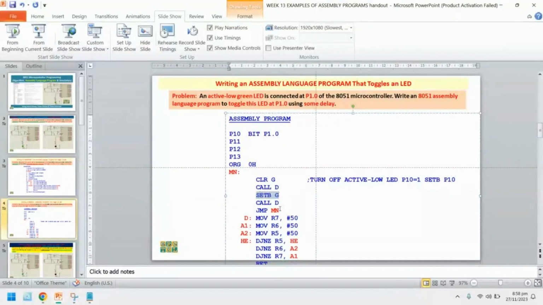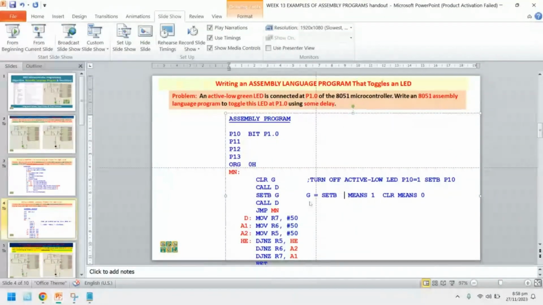Like this one. You see this? What is this doing? Set B G. It's doing G equals what? No, it's not active low. Set B means 1, and it's always 1. Clear means 0. Don't forget. You see, that's why we have revision.